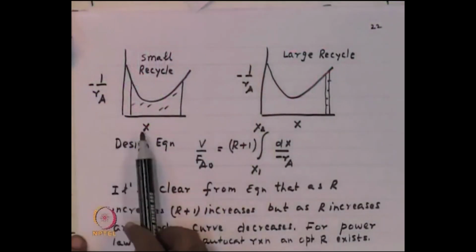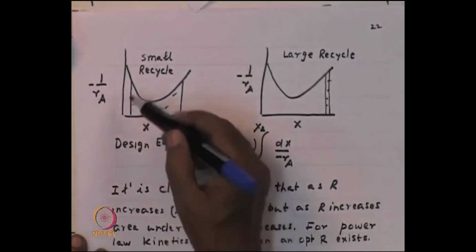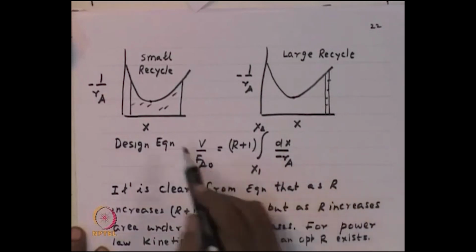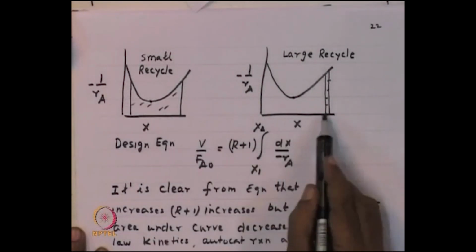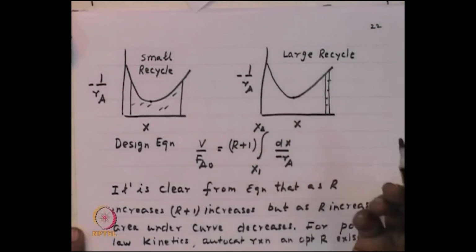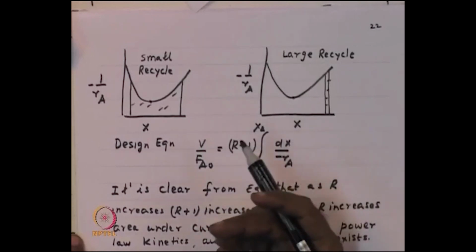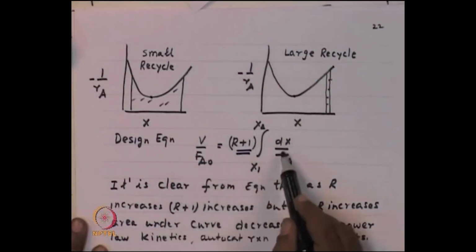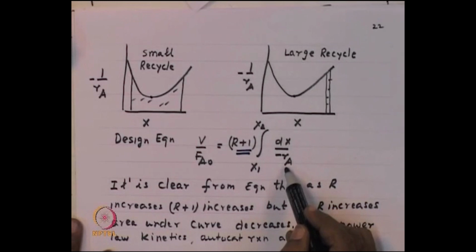This is 1 by R A versus X, 1 by R A versus X. Now, this is a recycle reactor, this is the point of maxima in reaction rate. Now, when you have a small recycle, large recycle. Okay. Small recycle, large recycle. Now, if I ask you what is the best value of recycle ratio you would employ? Our answer would be, listen, if you look at this function, R plus 1 increases as R increases. But this function here, dX by minus R A, what happens to this function?